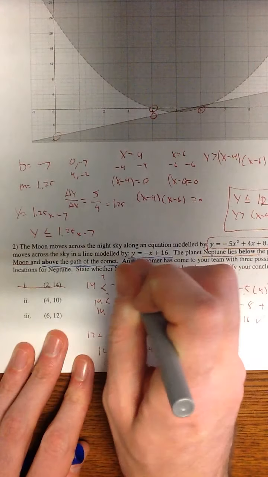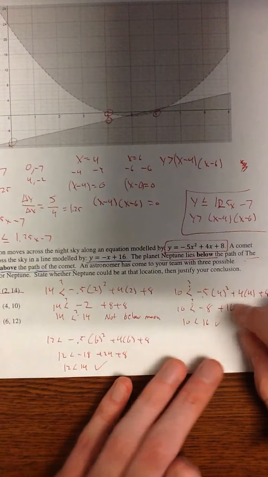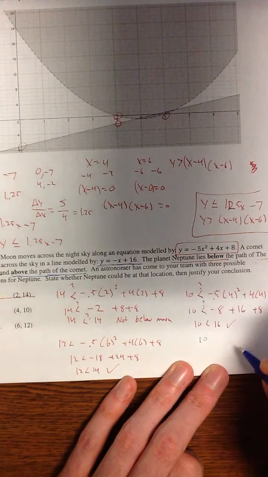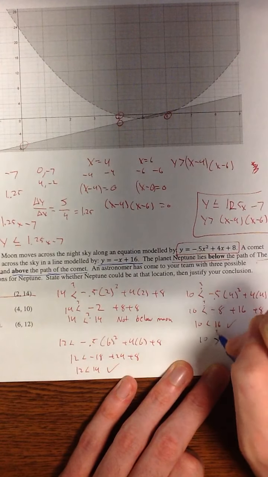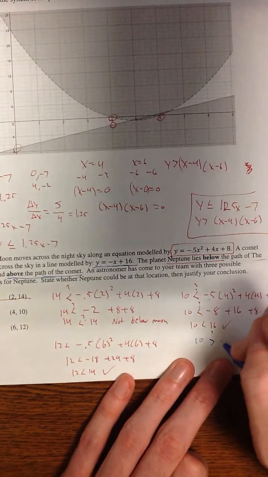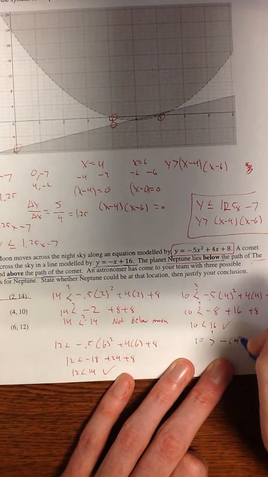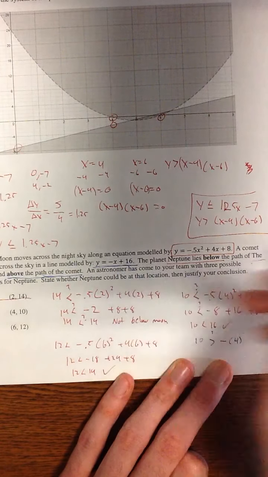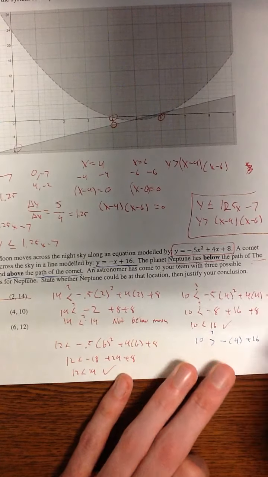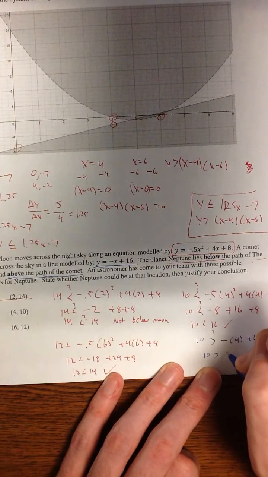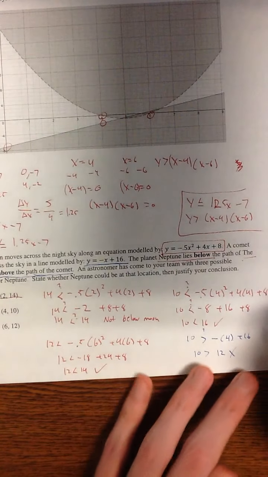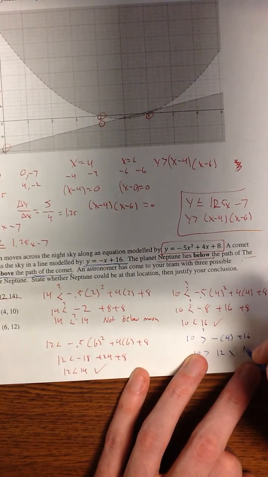So my comet equation is just a line. I'm going to go back to point 2 and try the comet equation. I'm going to ask, is 10 above, so this time I need it to be greater than negative x plus 16. So is 10 greater than 12? No, it's not. So that doesn't work out because it's not above the comet.